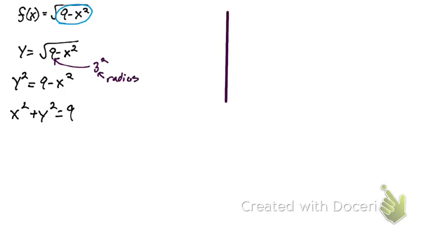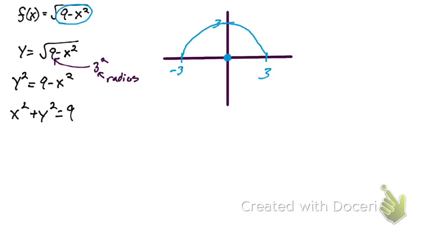So this would just be a circle that's centered at the origin. Our center is here, and it has a radius of 3, so it would go up 3, right 3, and left 3, and it would be this graph here. And it would just be half of it, because it's just the positive portion of your circle.